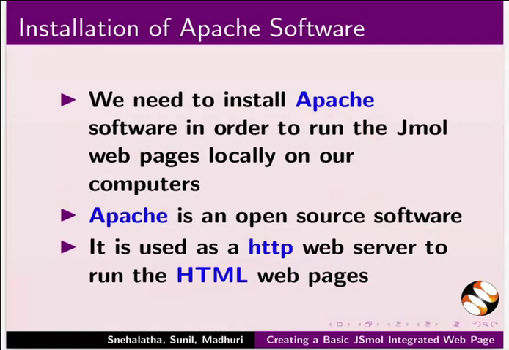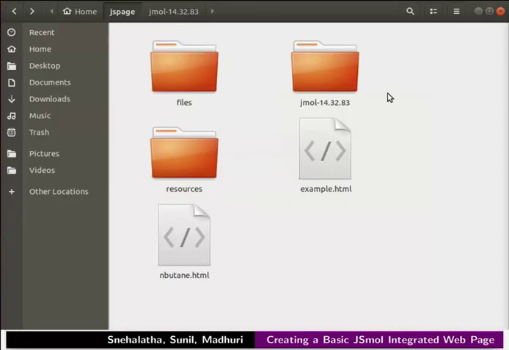We need to install Apache software in order to run the Jmol web pages locally on our computers. Apache is an open source software. It is used as an HTTP web server to run the HTML web pages. We will use the terminal to install the Apache 2 software program.